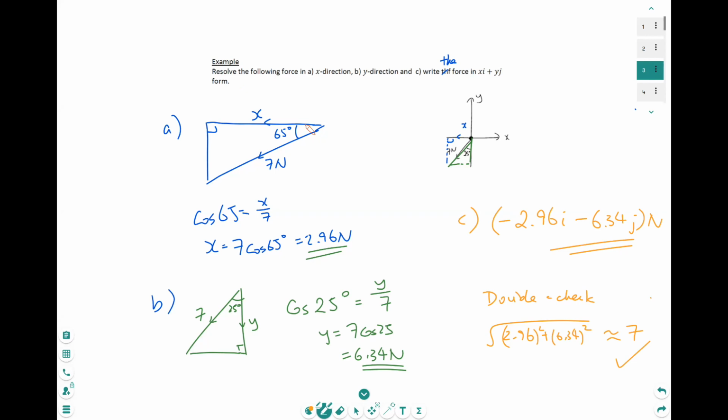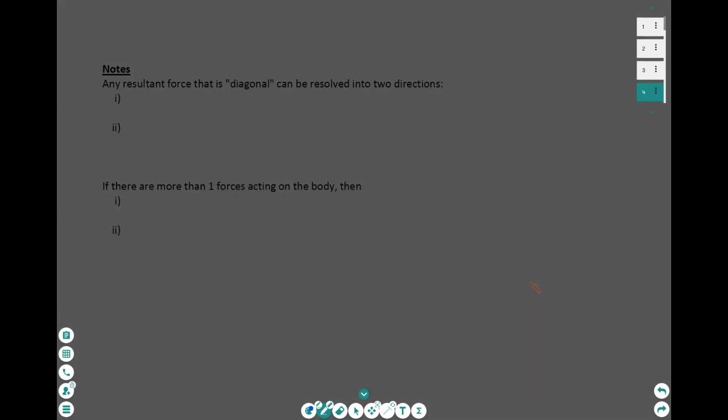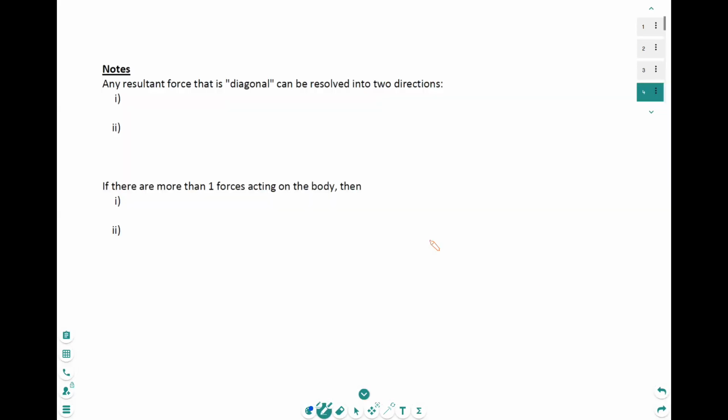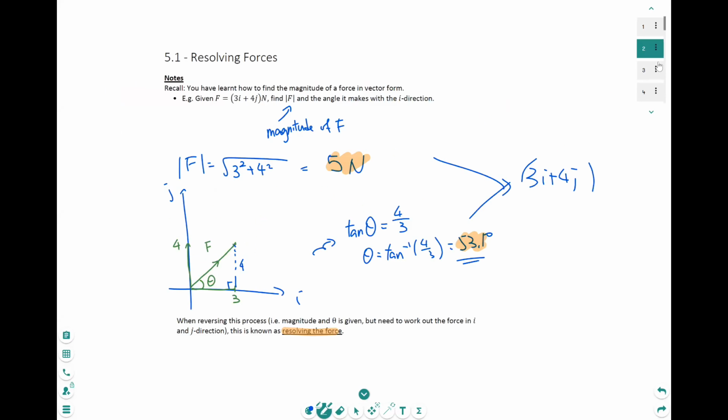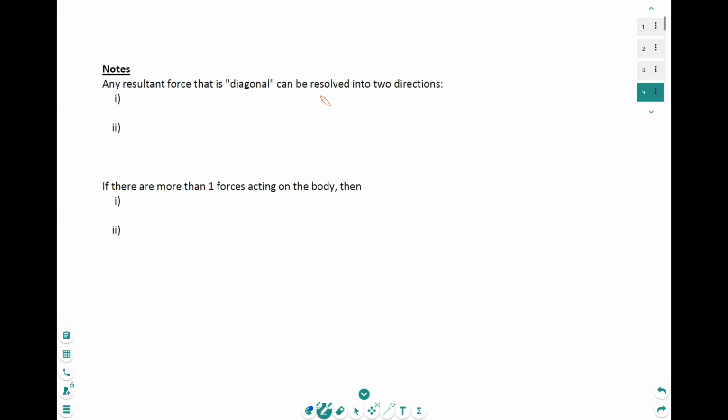So this whole process that we've done in here, from 7 Newton to negative 2.96i minus 6.34j, is called resolving the force. Okay, let's have a go, a bit of notes. Any resultant force that is diagonal, like the F in here, or the 7 Newton we've seen in the previous example, could be resolved in 2 directions. Not x and y, the proper name is a direction.